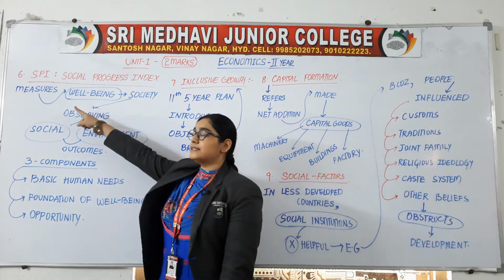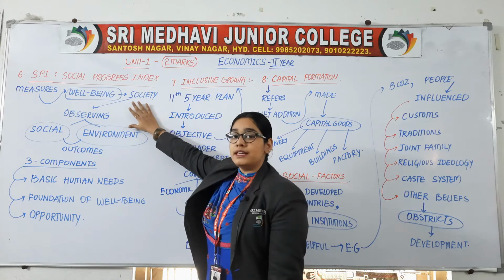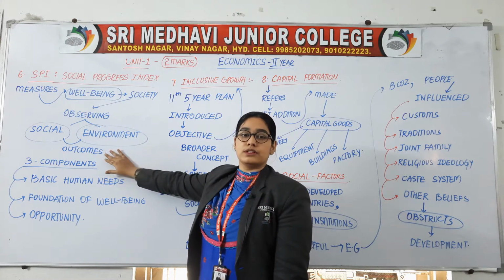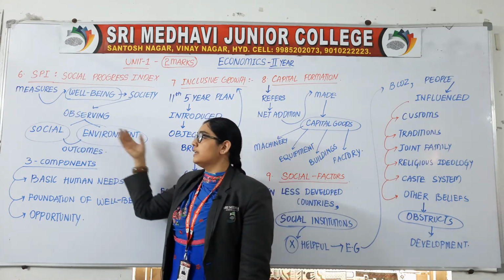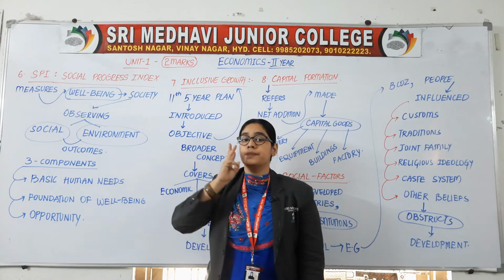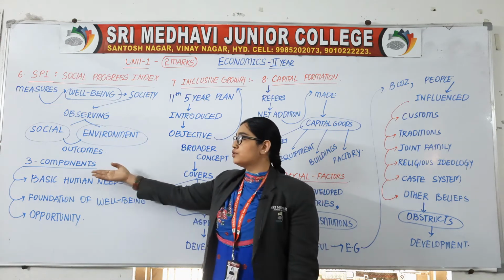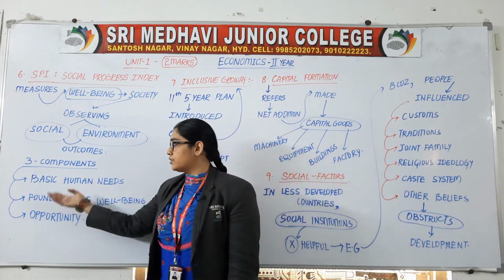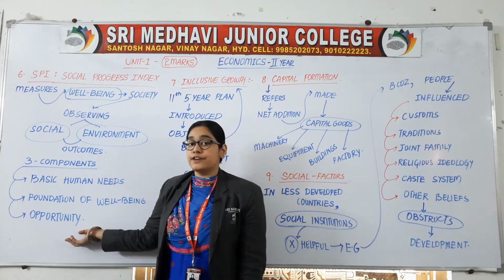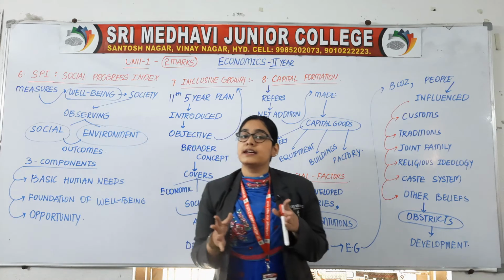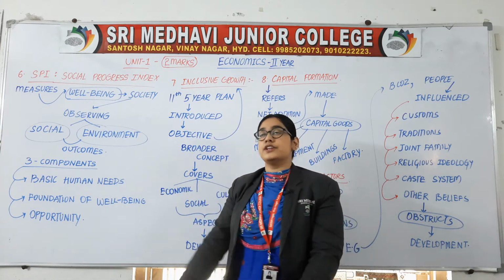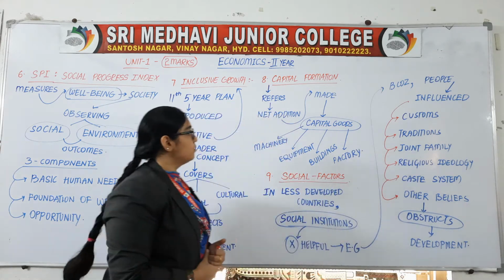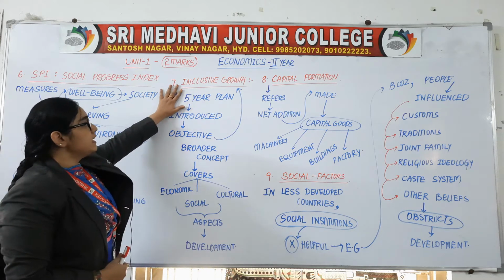Why not? SPI measures the well-being of a society by observing social and environmental outcomes. There are 3 components used to measure SPI, that is basic human needs, foundation of well-being and opportunity. If you find all these components are there in a country, that means that country's SPI is high. Clear? Now let us go to 7th point, that is inclusive growth.